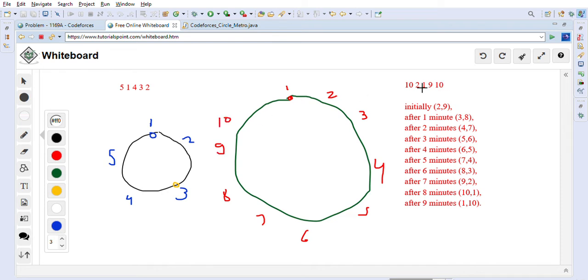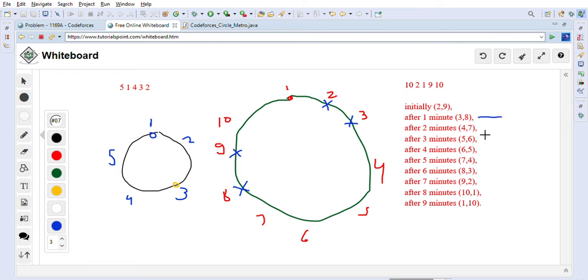So the first person is boarding at station 2, so let's mark station 2 here. He is boarding here at station 2 and the other person is boarding at station 9, right? So both will go in opposite directions. So this guy, after 1 minute, will reach 3, and the person who is starting from 9, in the opposite direction, will reach 8, right? So as you can see, 3 and 8 after 1 minute.